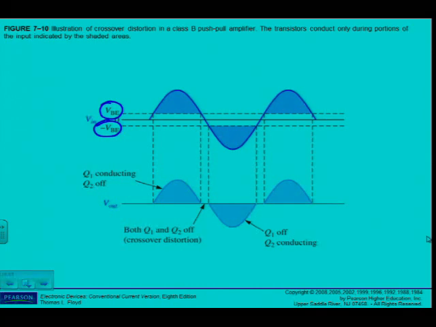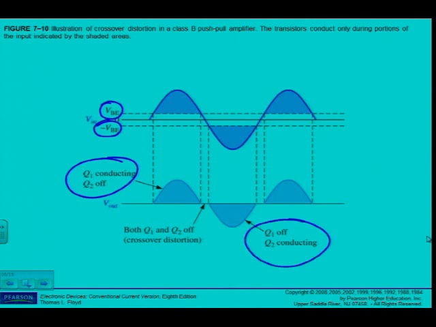You have to be able to draw this waveform, input and output waveform, with labeling. If you don't do the labeling, you also won't get all your marks. Here you can see positive alternation, as we've seen in the circuit. Q1 is conducting, Q2 is off. Negative alternation, Q1 is off, but now Q2 is conducting.